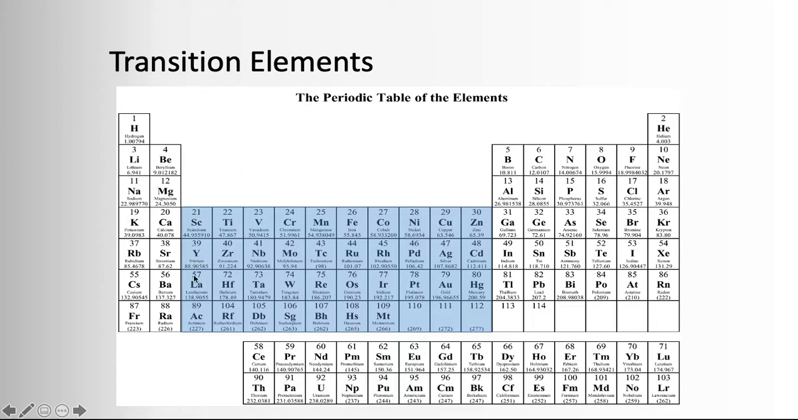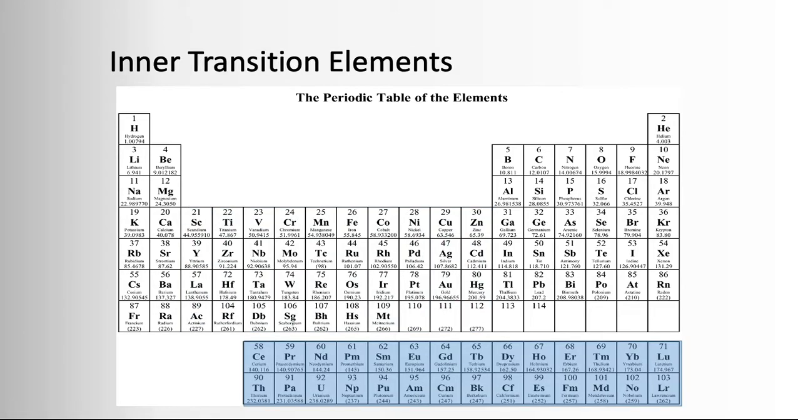But this chunk here is called the transition elements. And I call these the unruly children. They're predictable, but not as predictable as the other elements that we're going to talk about in these other groups. And so they sometimes behave in one way and sometimes in another. And we're going to learn how to figure these out. But this group is called the transition elements, and you should know that this division here are the transition elements.